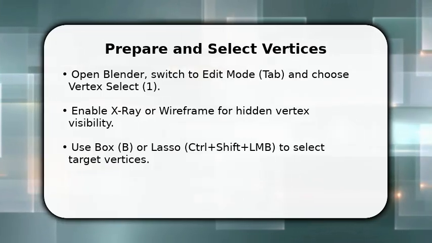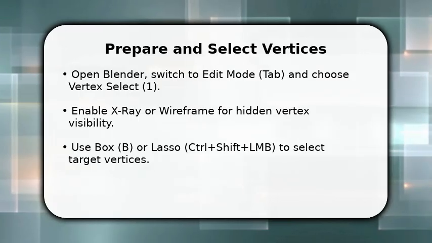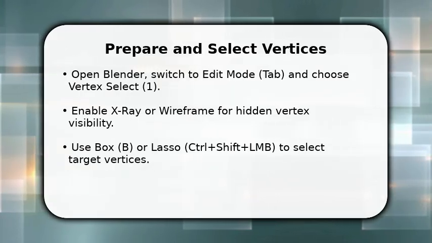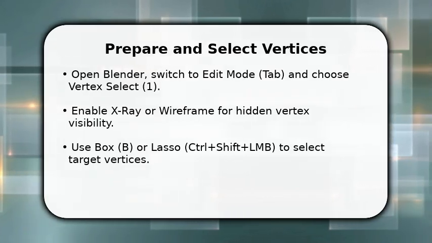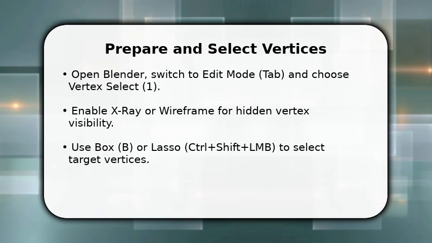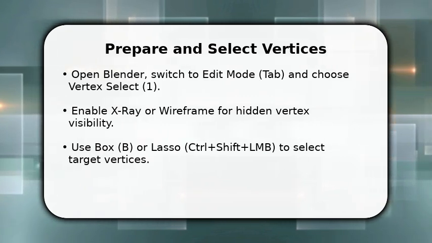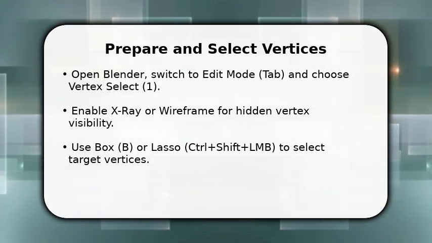Make sure you remove object-level transforms with Ctrl+A if scale/rotation distorts tools, because many operations depend on applied transforms. This reduces unexpected results and ensures snapping, merging, and smoothing behave predictably.